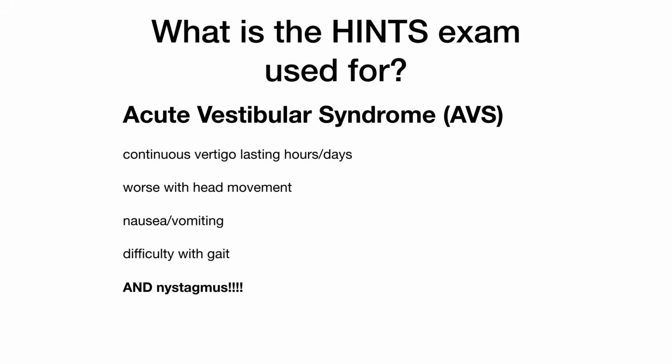So it's important that you understand what HINTS is all about. The HINTS exam shouldn't be used on every dizzy patient. It should only be used on patients who have what is called the acute vestibular syndrome. Acute vestibular syndrome is important because that's where cerebellar strokes that are presenting with vertigo are found. So if you have acute vestibular syndrome, you have to have continuous vertigo lasting hours or days. It's not just a few seconds or minutes or an hour or two.